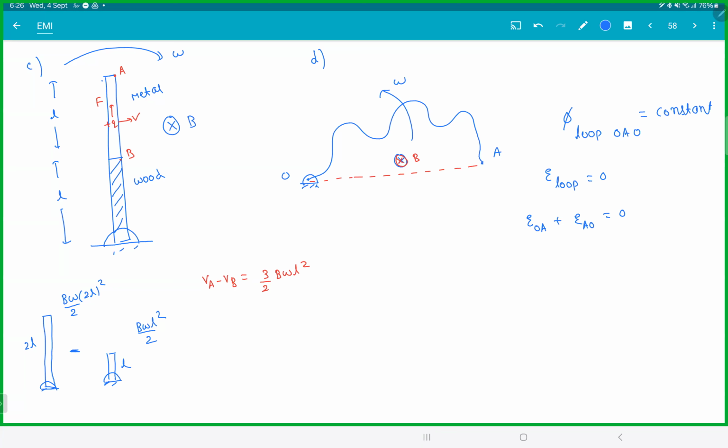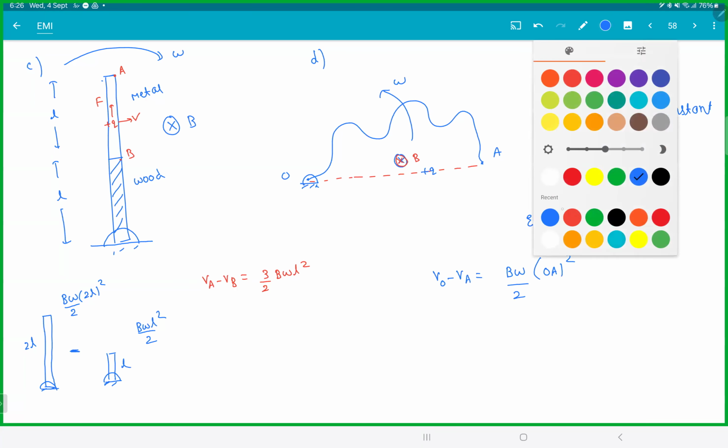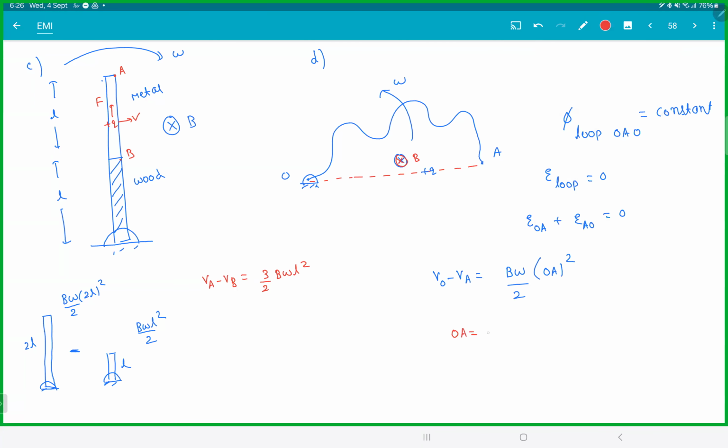Projected length. Basically, you can replace the whole rod with a length, and so this problem can be replaced with that. If you put a positive charge, it goes to the left. So VO minus VA is B omega, in place of length take OA length, square by 2. So OA is your projected length.